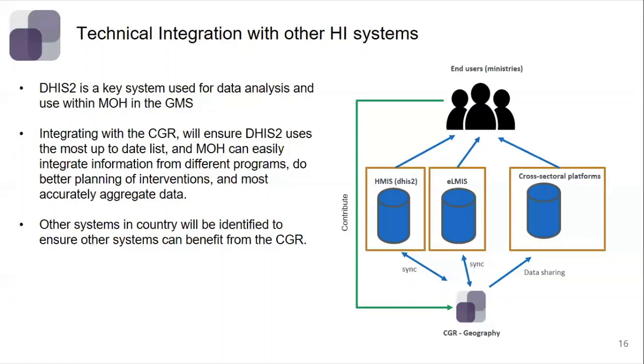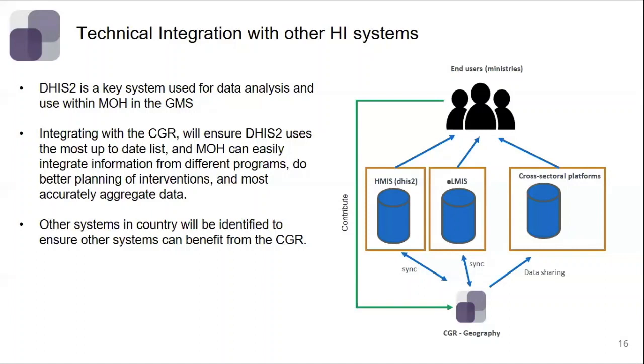Also, they can integrate information from different programs, since it's a challenge they're having right now. Sometimes even between different DHIS2 instances, they're using different geography because they use a different reporting hierarchy, etc. So then it becomes difficult for the MOH to aggregate data from all those different systems. So we hope that the usage of the CGR and the CGR syncing data with DHIS2 will really facilitate those programs and really have a positive outcome in data usage.